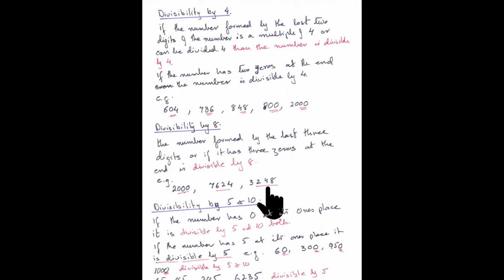Now we come to last but not the least, divisibility by 5 and 10. They again have some resemblance. That is, if the number has 0 at its ones place, it is divisible by 5 and 10 both. If the number has 5 at its ones place, it is divisible by 5. For example, 60, 300, 950, 1000. They have 0 at their ones place, so they can be divided by 5 or 10. 65, 85, 205, 6235. They all have 5 at their ones place, so they are divisible by 5.